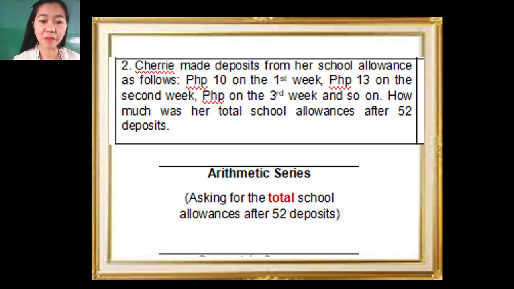Again, you are asked to find the total school allowances after 52 deposits. It means that you are going to apply the sum of the terms of the arithmetic sequence, total. So, the word total is emphasized. So, you are going to solve for S sub 52 for an arithmetic sequence. So, series, since you are going to add, find the sum.